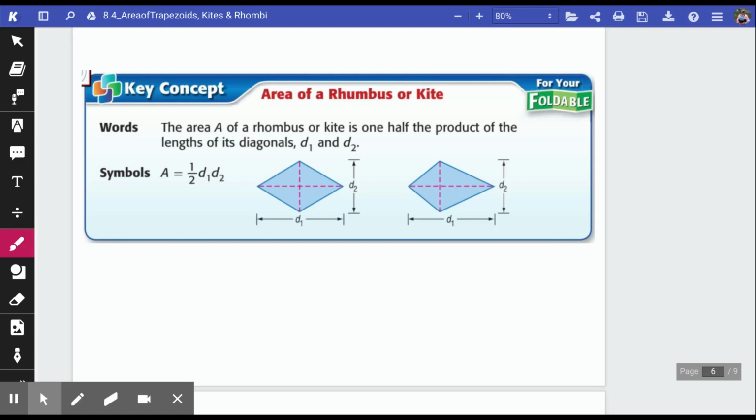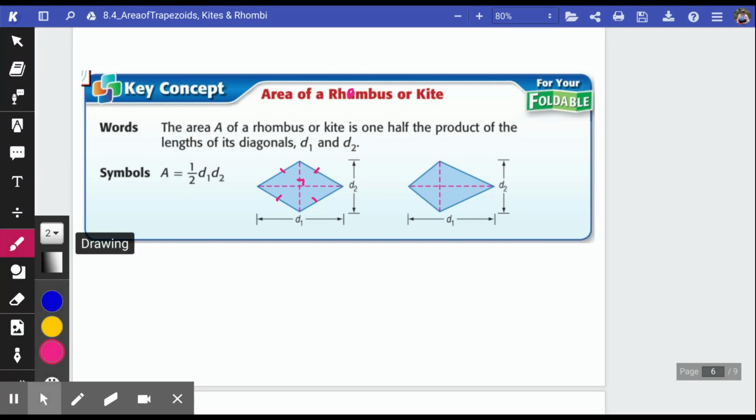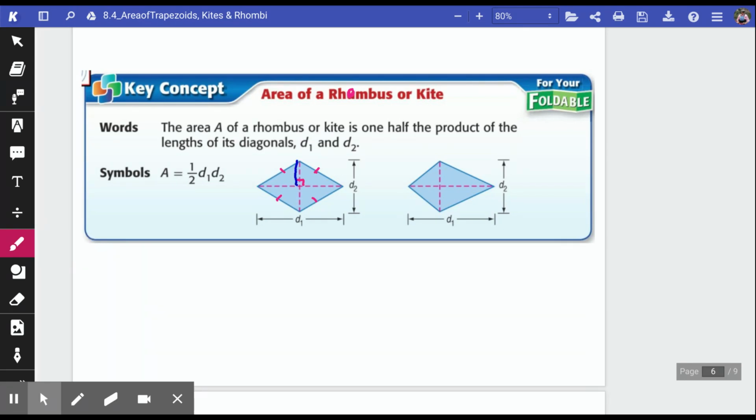The second video is about the area of rhombus or kites. So a rhombus, we know from previous lessons, has 4 congruent sides. We also know that the diagonals are perpendicular, which might become helpful in a lot of these problems, because then if it's perpendicular, we have a right triangle that could help us find missing measures.